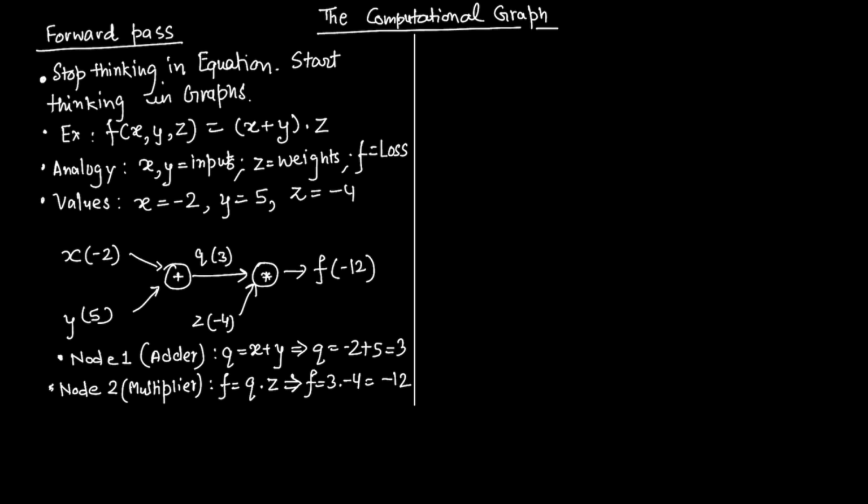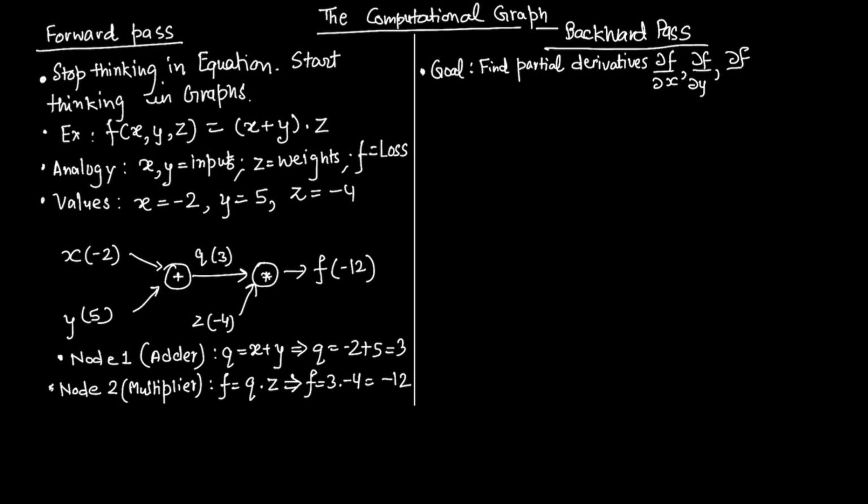Now the magic begins, the backward pass. We want to know how changing x, y, or z affects the final output f. Mathematically, we want to find partial derivatives df by dx, df by dy, df by dz. Step 1. The output gradient. We always start at the end. How much does f change if f changes?